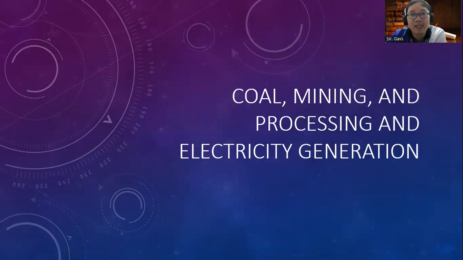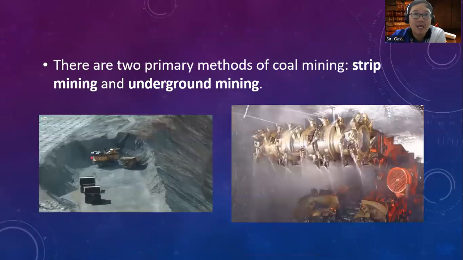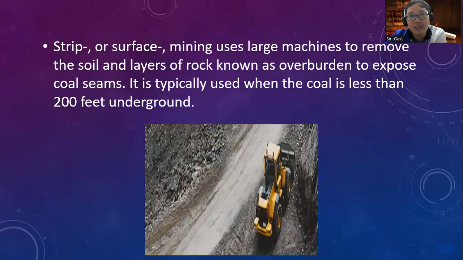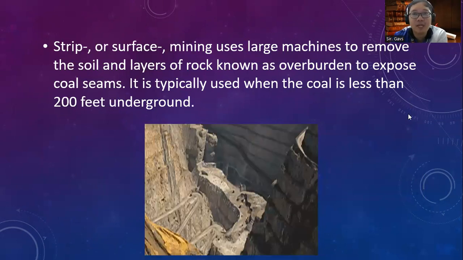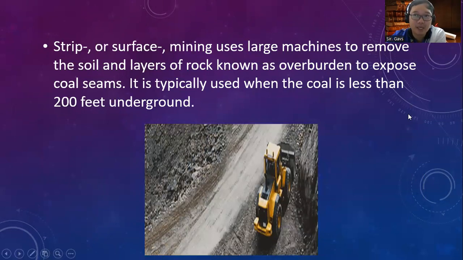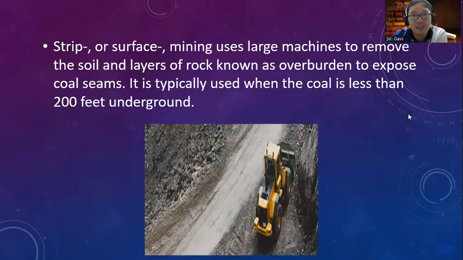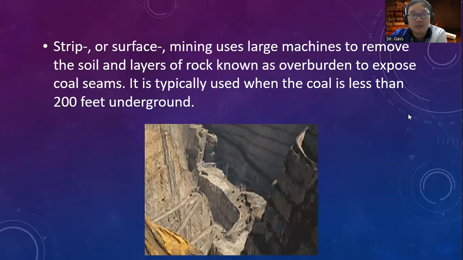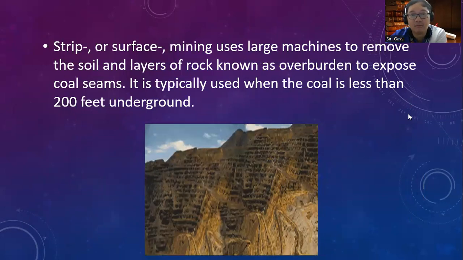Now let's proceed to coal mining and processing and electricity generation. There are two primary methods of coal mining. We call them strip mining and underground mining. Strip or surface mining uses large machines to remove the soil and layers of rock, known as the overburden, to expose coal seams. It is typically used when the coal is less than 200 feet underground. So it is only applicable when you are digging the deposit in less than 200 feet underground.